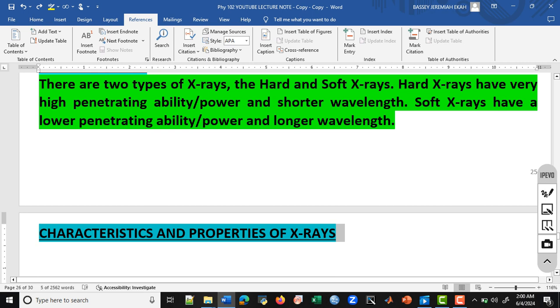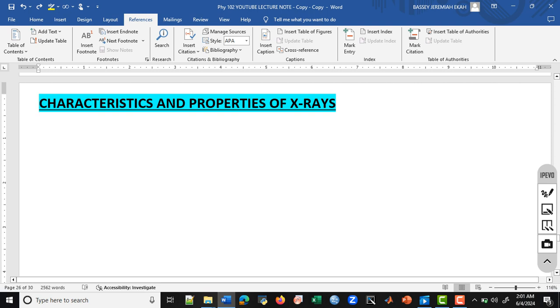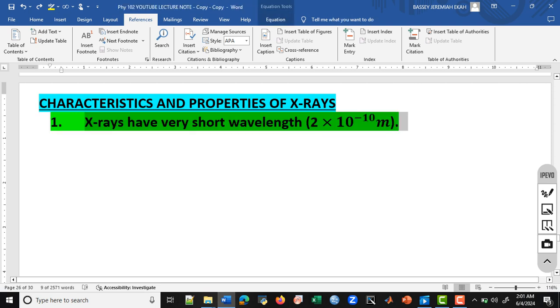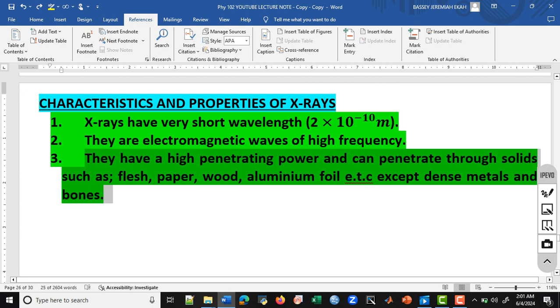Characteristics of X-rays. 1. X-rays have short wavelength. They are electromagnetic waves of high frequency. They have a high penetrating power and can penetrate through solids such as the human flesh, paper, wood, aluminium foil, etc.